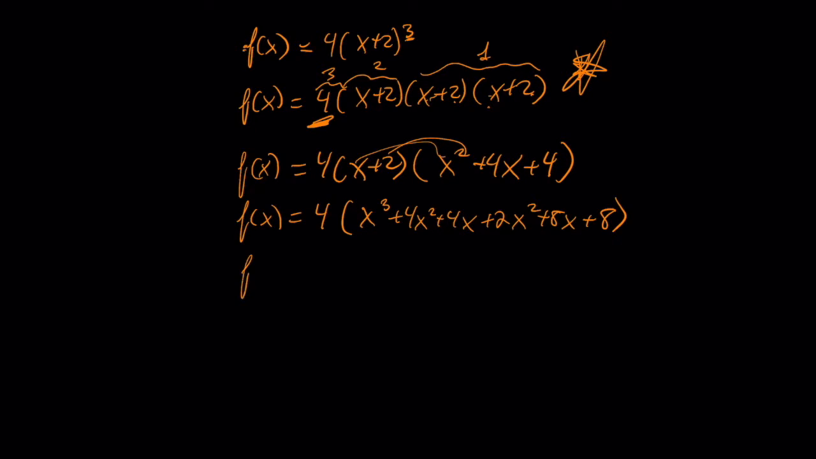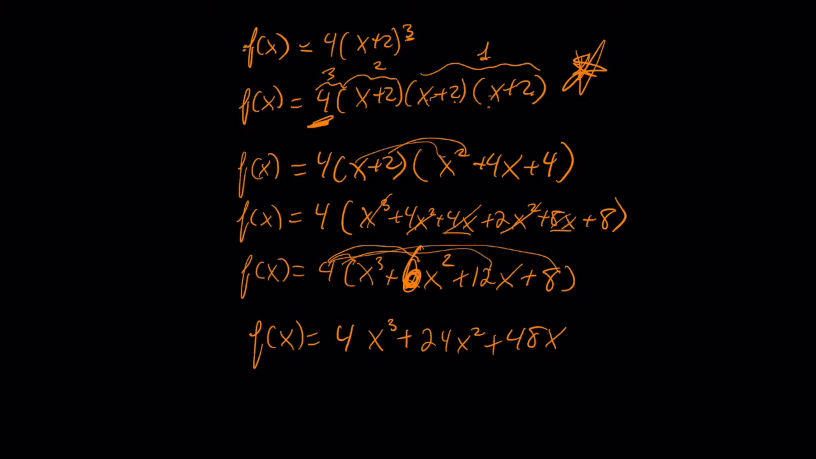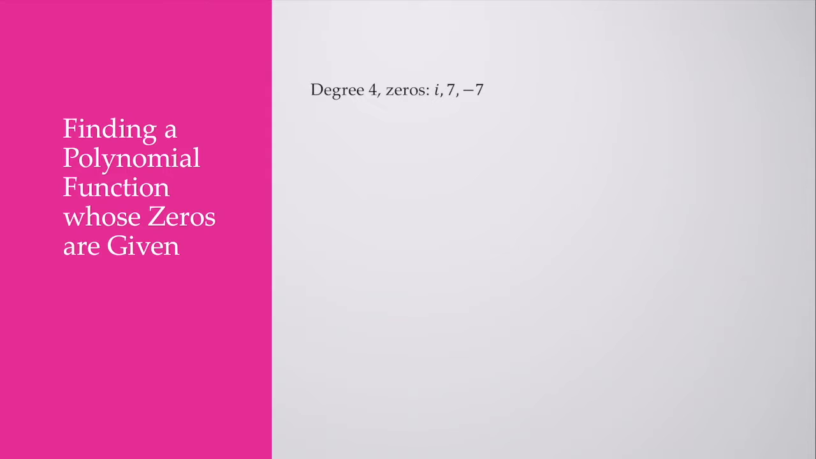I combine like terms. F of x is 4 times 1x cubed, plus I've got 4x squared and 2x squared, so that's 6x squared. 4x and 8x, that gives me a 12x, and 8 is my constant. Now I can go ahead and distribute that 4. F of x is 4x cubed, plus 4 times 6, which is 24x squared, plus 4 times 12, which is 48x, plus 4 times 8, which is 32.